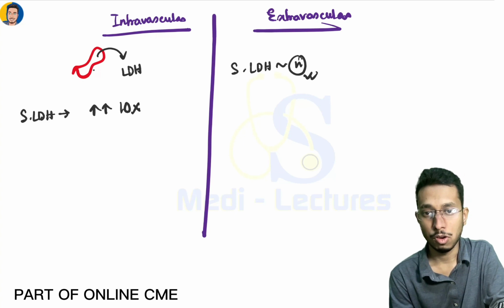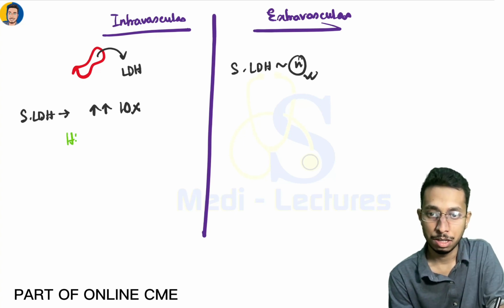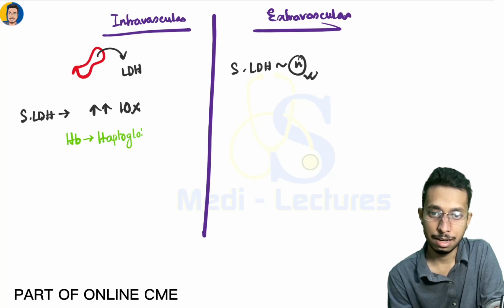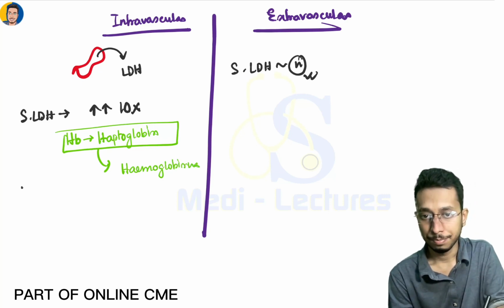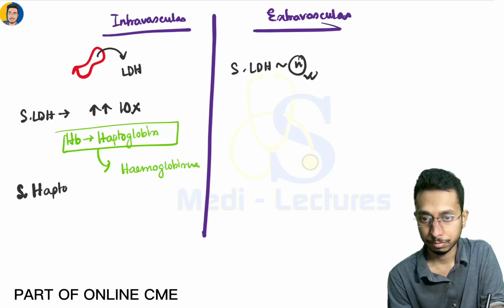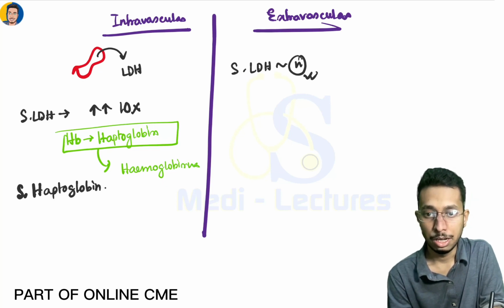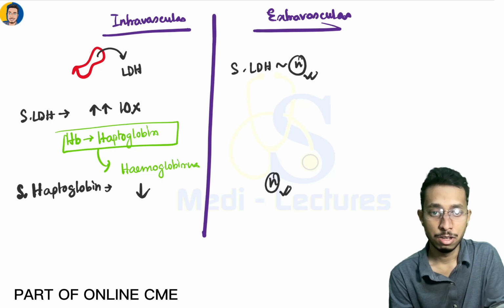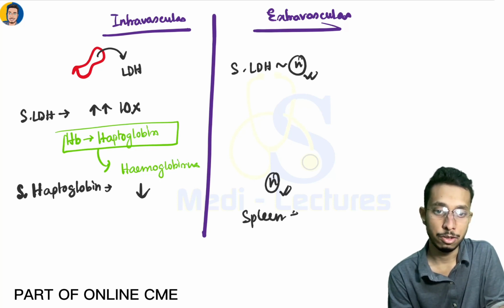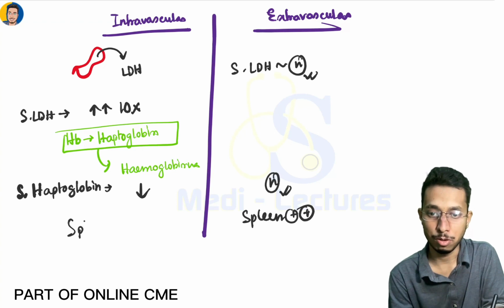Then the senescent hemoglobin binds with haptoglobin and is excreted in urine. This results in hemoglobinuria. So if we measure serum haptoglobin, it will be low in case of intravascular, whereas near normal in case of extravascular. Spleen enlargement will be seen in case of extravascular, whereas spleen will be almost normal in case of intravascular. Alright.